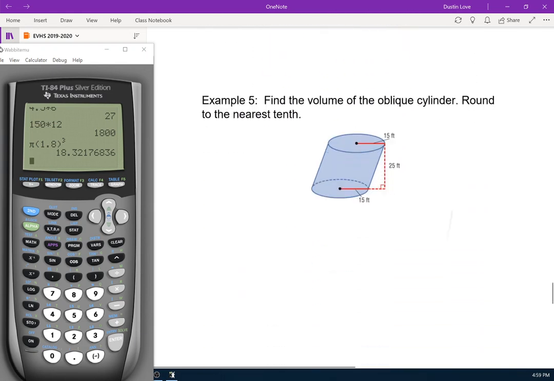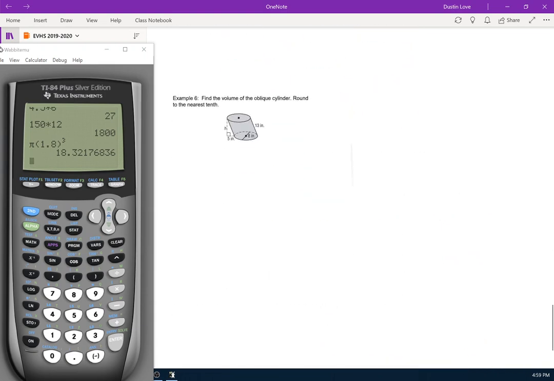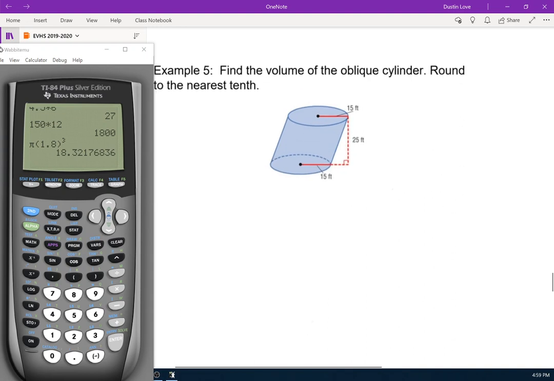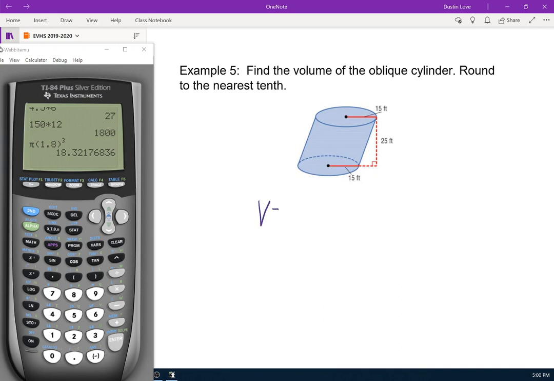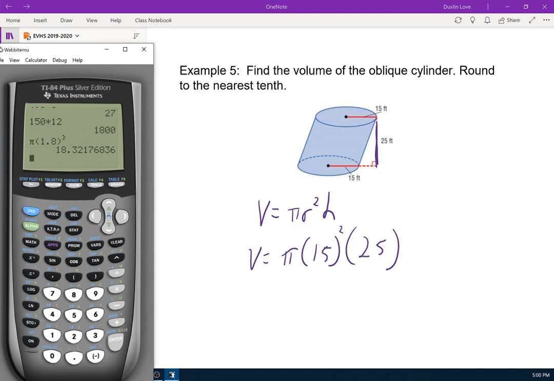All right, example 5. Let me see, how many examples do I have on this? 6. Okay, an oblique cylinder. Again, exact same idea. Volume equals pi r squared h. As long as I have the perpendicular distance, or the perpendicular height, I can use that. So pi times radius 15, squared, times height 25. Oops. Pi times 15 squared times 25.